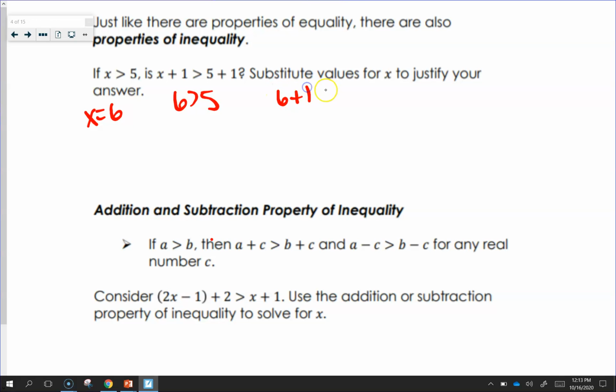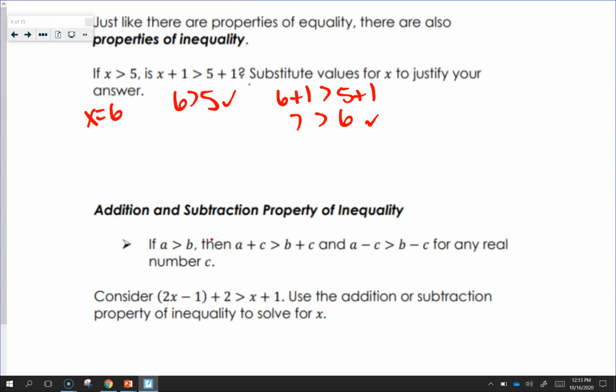So if I add 1, let's see if it stays true. What is 6 plus 1? 7. What's 5 plus 1? 6. Is 7 greater than 6? Yes, so it stayed true. So am I allowed to add 1 on both sides? Yeah, I'm allowed to add 1 on both sides. So the same properties are going to be applied to our inequalities. If we add a number on both sides or subtract a number on both sides, as long as we do it to both sides, my inequality will stay true.